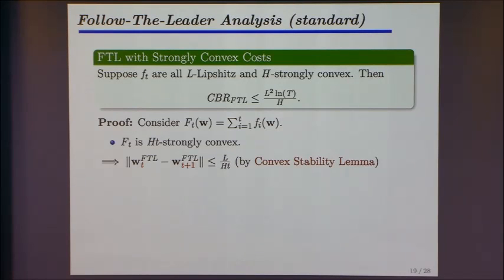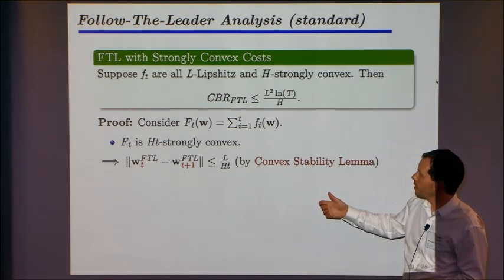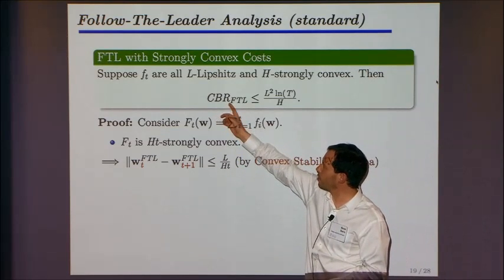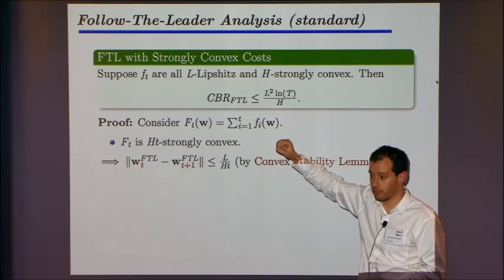Okay, so why is it that it has low regret? I claim that when everything's strongly convex, follow the leader itself is a good idea. It has very low regret. Wait, I wrote the wrong thing here. What we know is that its crystal ball regret is at most 0. What we want to argue is that its forward stability is bounded.